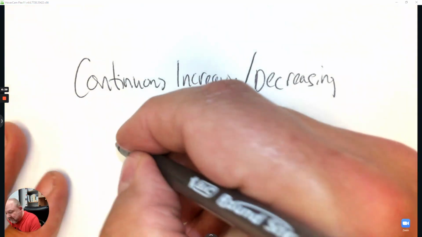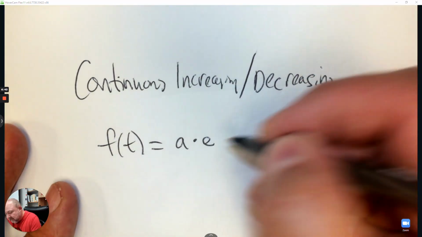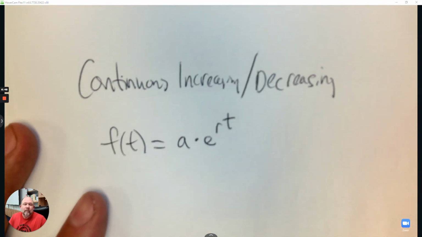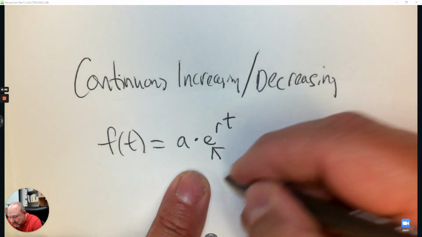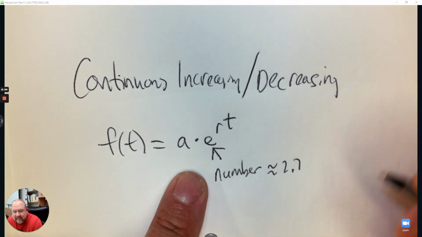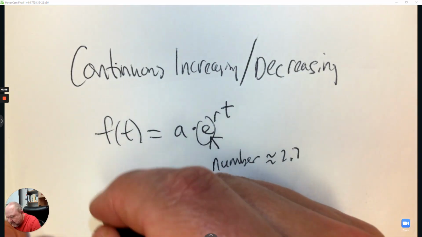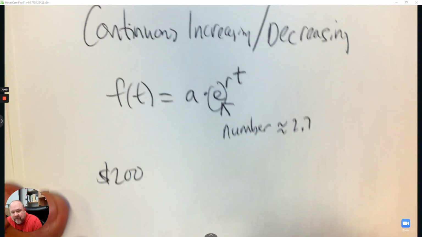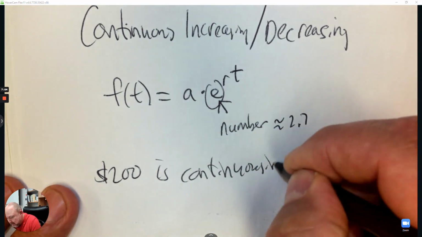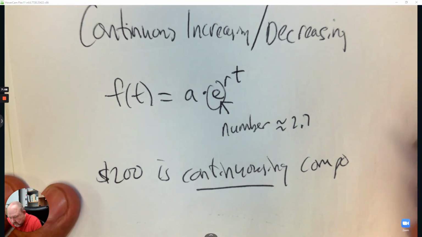So if something is continuously doing that, then we still have A, we still have E, but now that E is a number in your calculator, and it's about 2.7, but this is not a variable. So if you say $200 is continuously compounded, and this is the key word to know what formula to use.